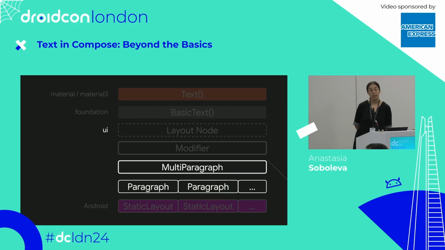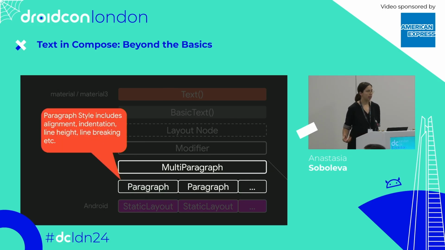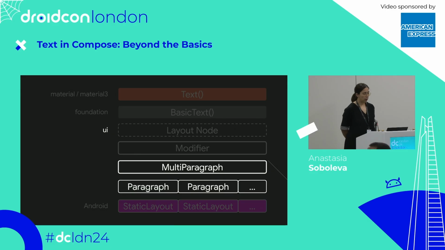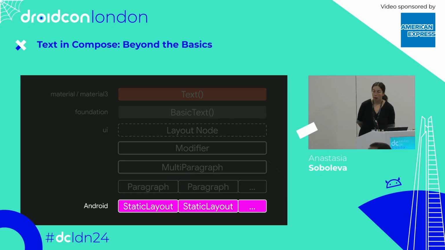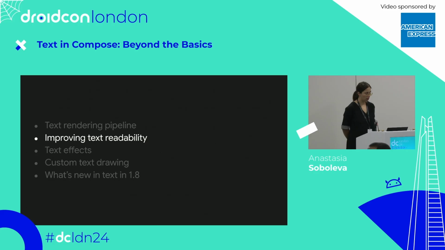MultiParagraph then consists of a few paragraphs. And paragraphs are very similar, but they can only have a single paragraph style in a given text. And paragraph style is something that includes properties like indentation, line breaking, alignment, line height, etc. And at this level, we also do a lot of caching, so that if you call measure with the same parameters, or more accurately, with parameters that don't affect the measure result, non-layout affecting, we won't remeasure. And finally, Paragraph will actually create the StaticLayout, which is an entry point to the platform code that we already discussed. So this is the text stack on the Compose side.